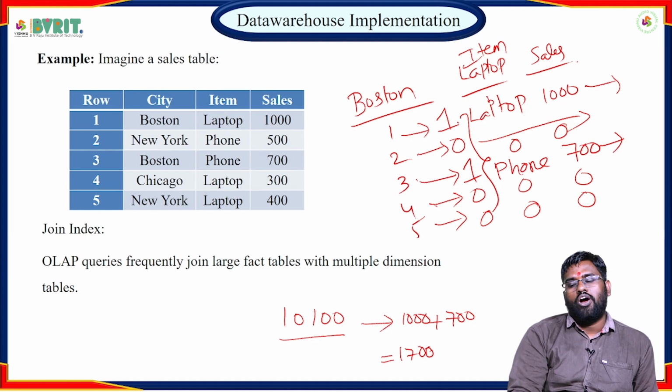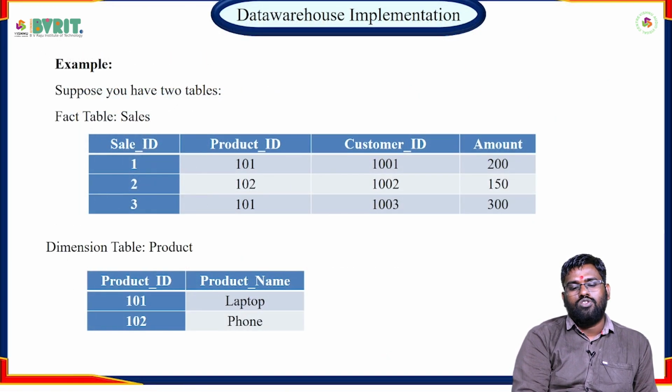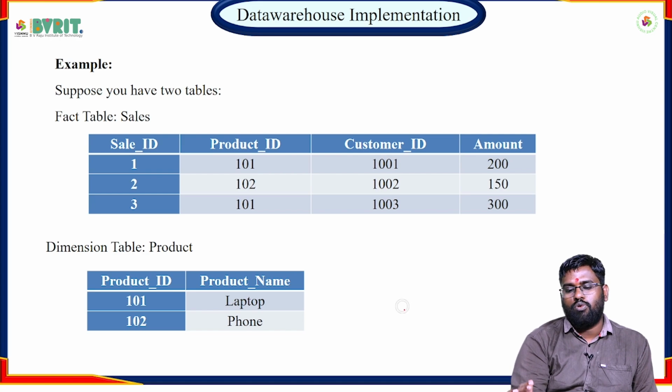Coming to the next one, join index. Join index is used to combine two tables based on the queries given. I will show you with an example. Here we are taking two tables. The first one is the sales table, which has different product IDs with the amounts and customer IDs. The next table, the product table, contains the same product IDs and different product names.